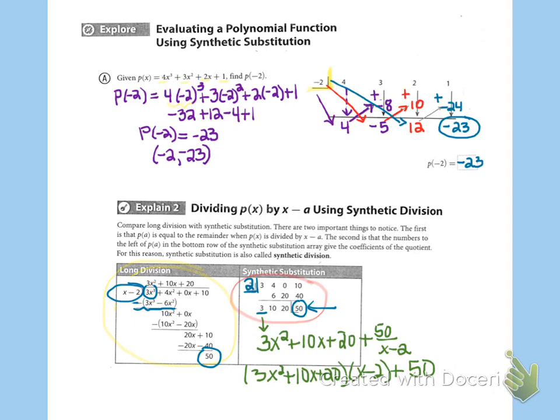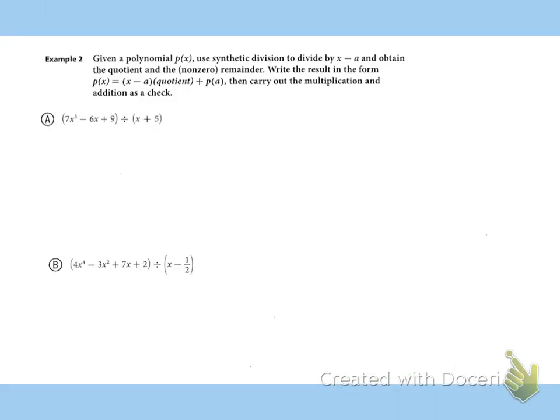Let's take a look at trying this with another example. Okay, so let's take a look at example A. They want us to take 7x cubed minus 6x plus 9 and divide it by x plus 5. First of all, we can see that there is a missing x squared term, so we could substitute in that place a placeholder of 0x squared. That's always necessary when you're doing synthetic division, to make sure that there are no missing terms in between the highest degree and the lowest degree.